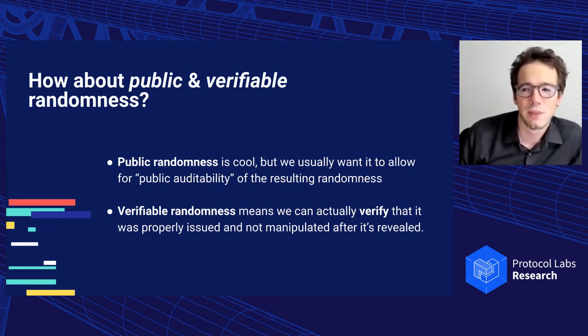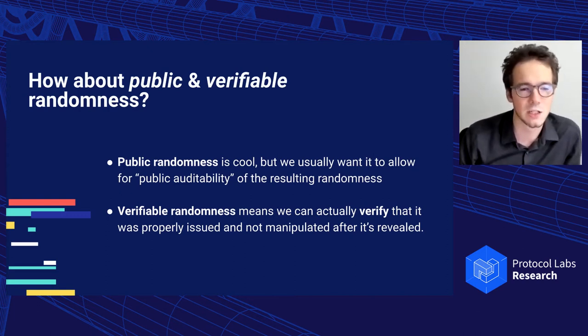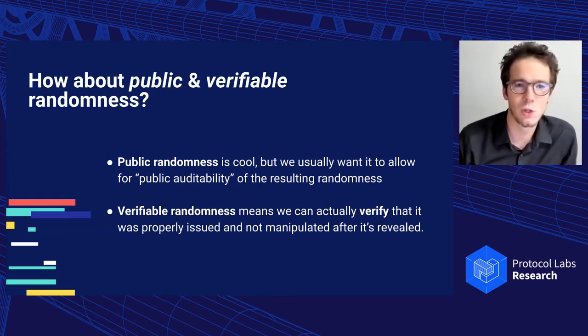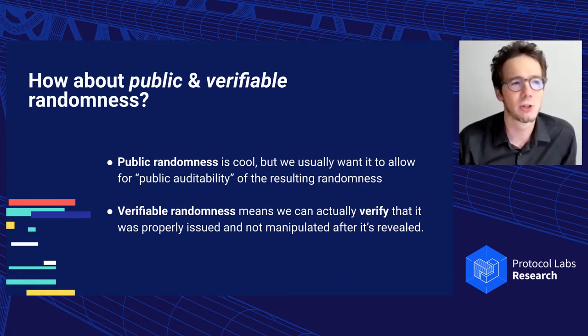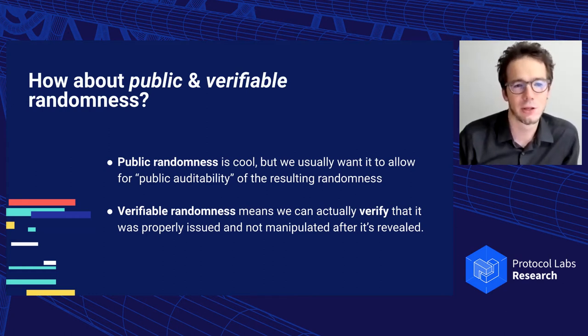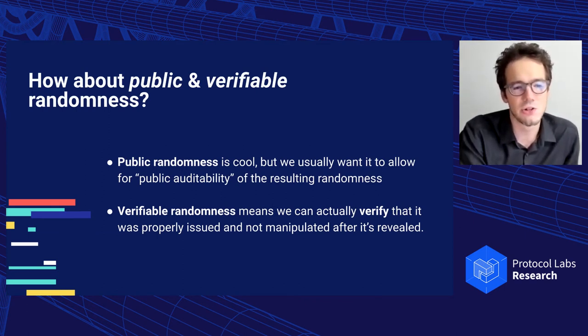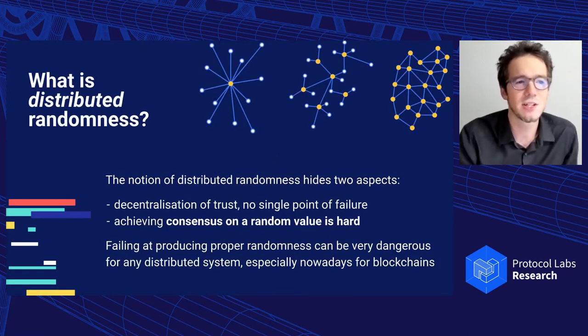So that's where the notion of verifiable randomness comes in, and it's quite interesting. The idea behind verifiable randomness mostly makes sense when you want to draw public randomness, but you also want to achieve some kind of auditability, so people can see you didn't cheat when you drew the public randomness. These notions were useful, but they're even more interesting when we are talking about distributed randomness.